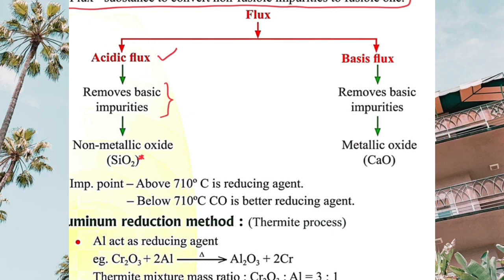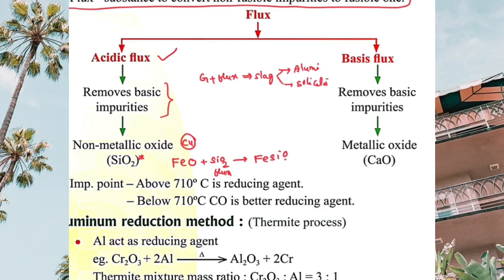One important question is there. In the case of copper, iron oxide is impurity. To remove this, we are adding acidic flux. This is flux in copper industry. Generally, gangue plus flux will get slag. These slags are aluminates or silicates. So here we are getting iron silicate.